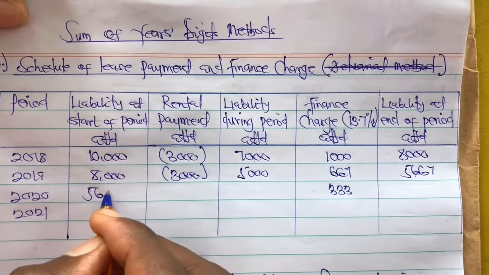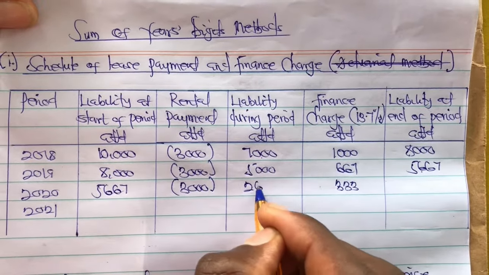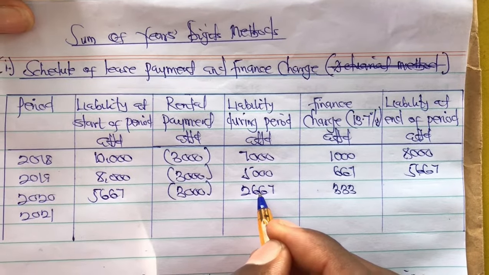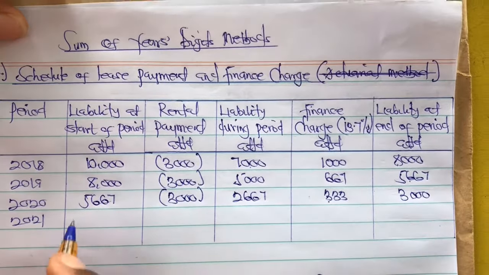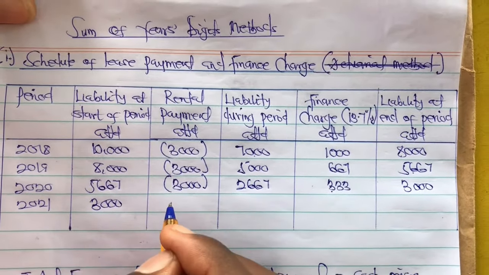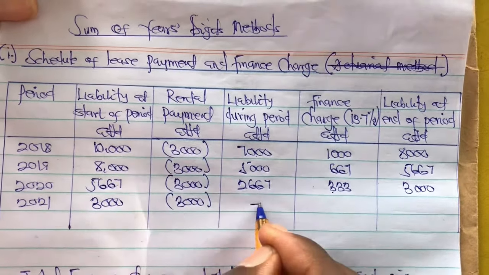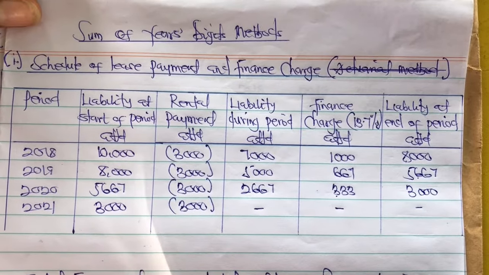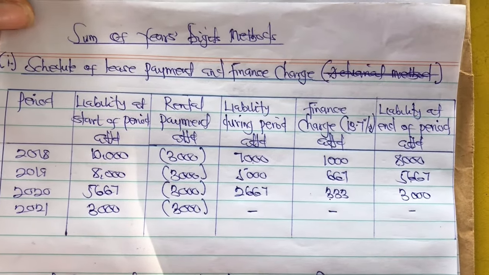Okay, that is 5,667. We consider the rental payment. Okay, that is going to give us 2,667. Then we add this, that is the liability during the period, to the finance charge. That is going to give us 3,000 Ghana cedis. Okay, this becomes the opening liability for 2021. Okay, so we also consider the rental payment as well. That is 3,000. You can see from here that there is no liability during the period, no finance charge, and no liability at the close of the period as well. Okay, so this is how we prepare the schedule of lease payment and finance charge when we are using the sum of years digit method.